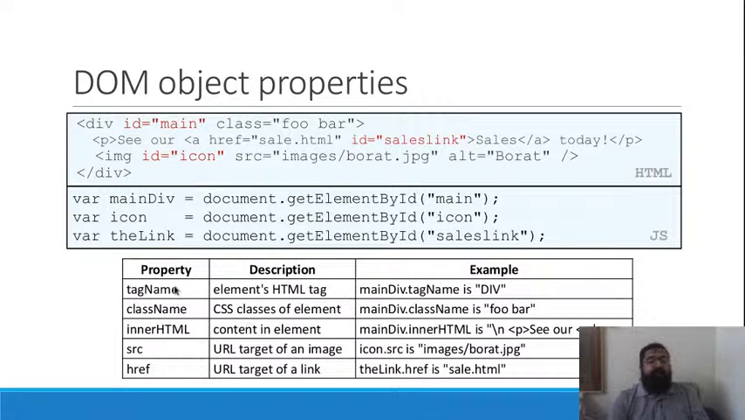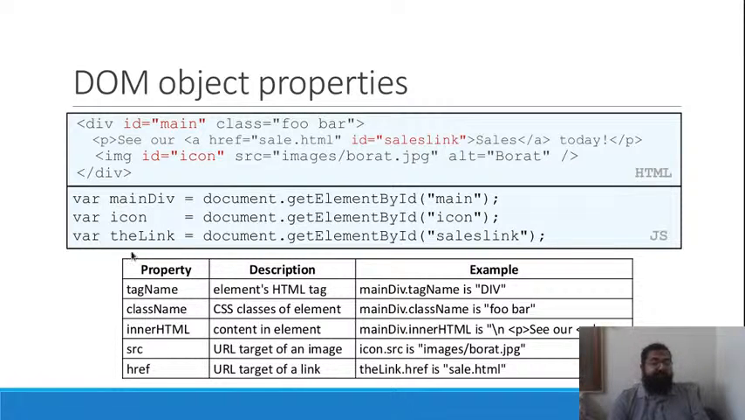So you will have the tag name, class name, inner HTML, source, and href. Those refer to the element's HTML tag, the CSS class of the element, the content in the element, the URL target of an image, and the URL target of a link.